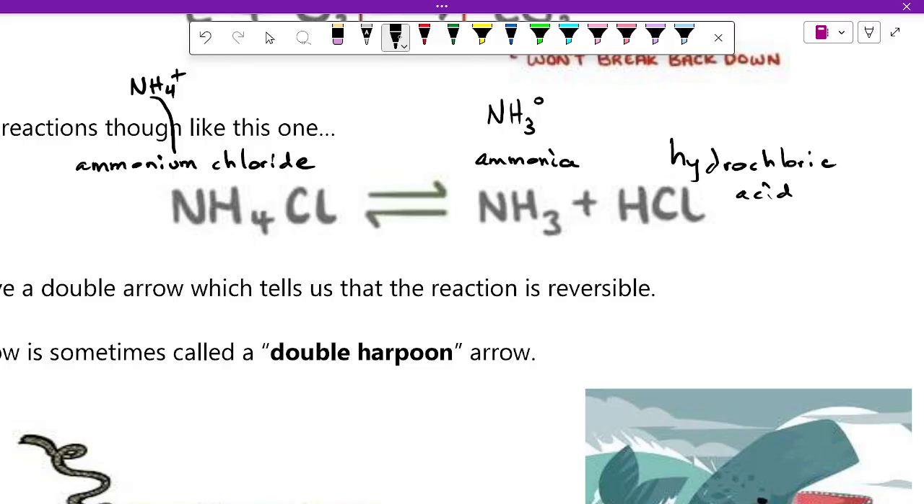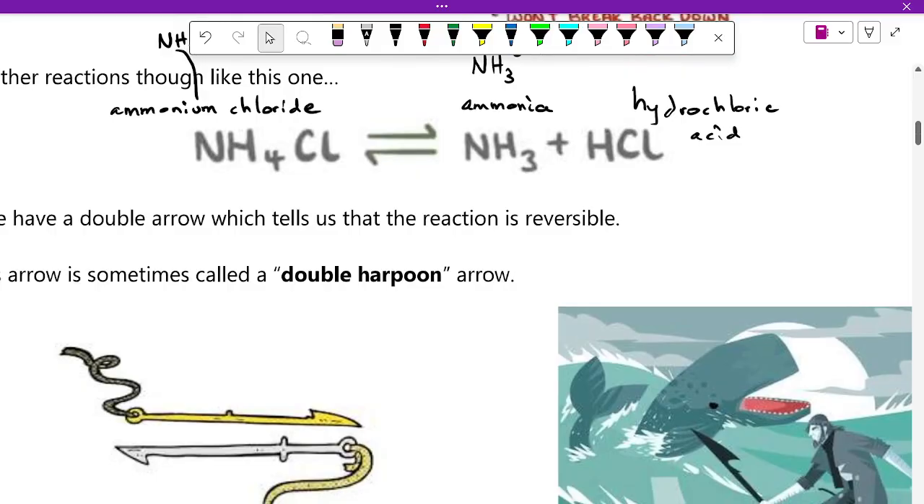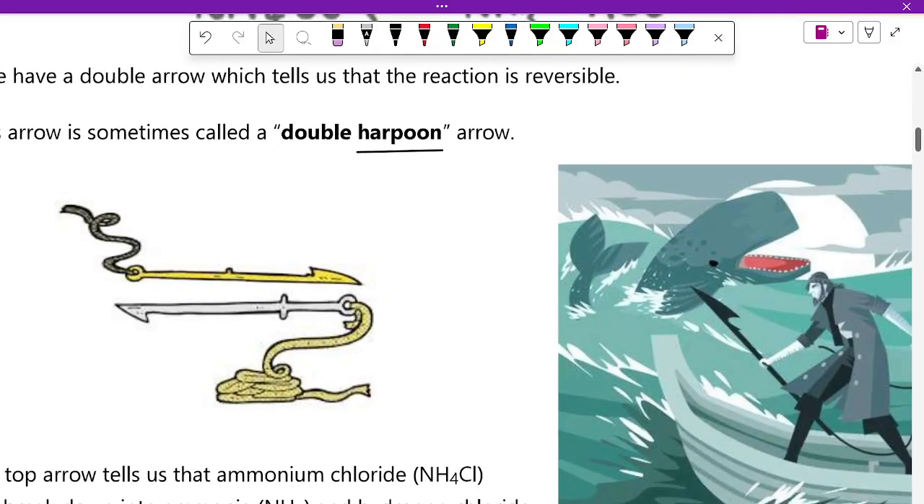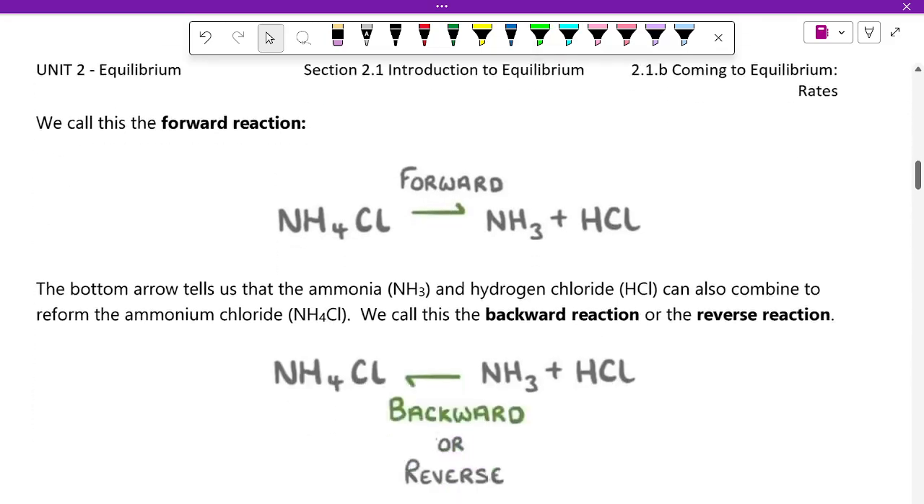This is a reversible process. We sometimes call this a double harpoon arrow. If you don't know what a harpoon is, it's what whalers used to kill the poor little whales, or the poor big whales, I guess. That looks rather tragic, but you can see we don't draw the full arrowhead. We just draw one thing that way and one thing that way. That is the reversible reaction arrow. Next page.